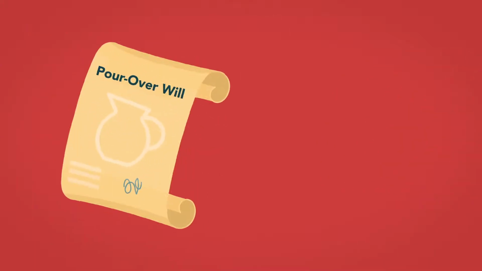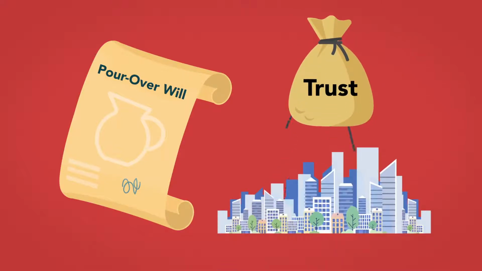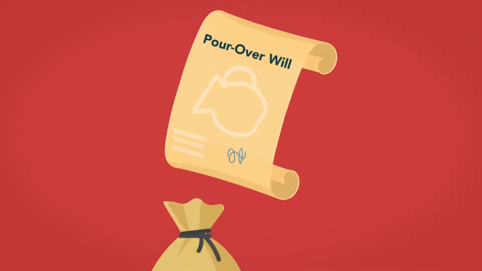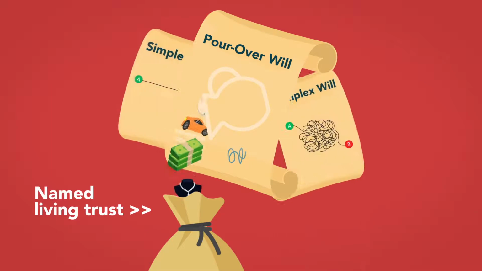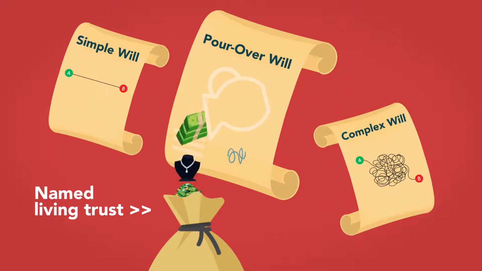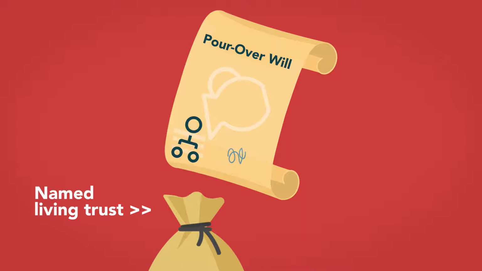Finally, a pour-over will is a will used when a person has created a living trust and wants the trust to govern the administration of her property. The pour-over will transfers, or pours, all of the testator's assets into a named living trust. Pour-over wills can be simple wills, or they may be more complex, often providing an alternate form of distribution if the trust does not exist at the time of death.